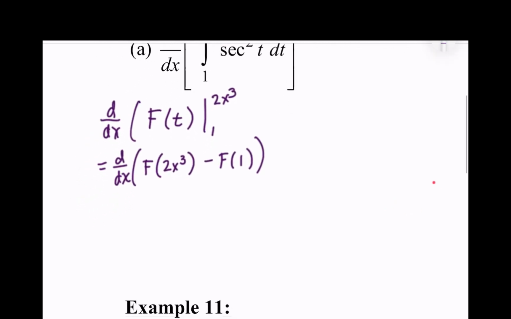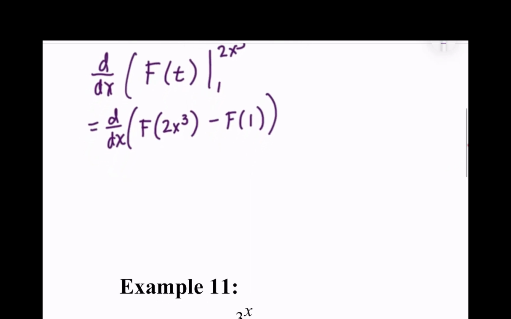And so I've applied the fundamental theorem of calculus part 1, and now I'll take the derivative. So the derivative of big F is little f of 2x cubed. The inside stays the same, but then I have to multiply times the derivative on the inside using chain rule. So the derivative on the inside is 6x squared.